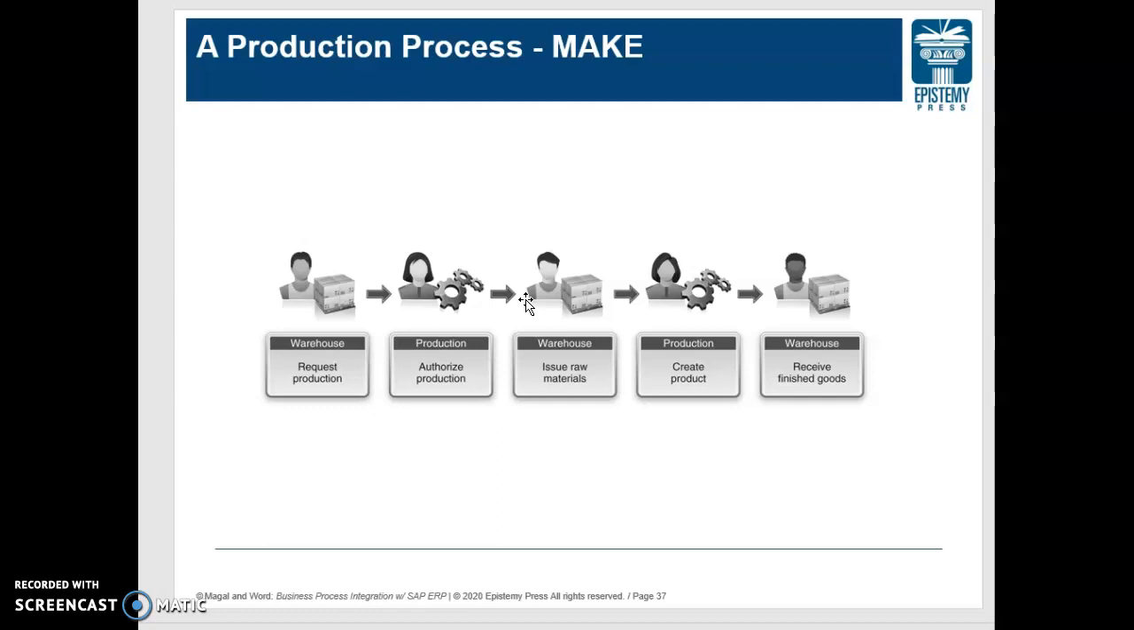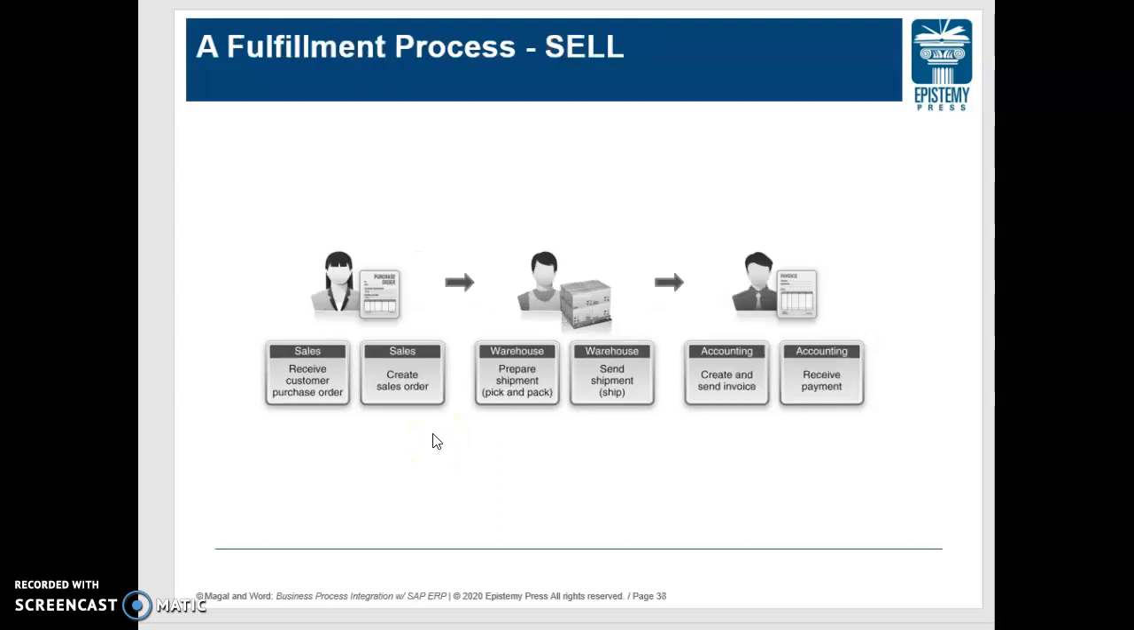Another key process is production, so making things. And again, this involves buying materials to make the products or deliver services. So we need warehousing to store our raw materials and finished goods. We need production to make the things. And so again, production involves a bunch of different functions.